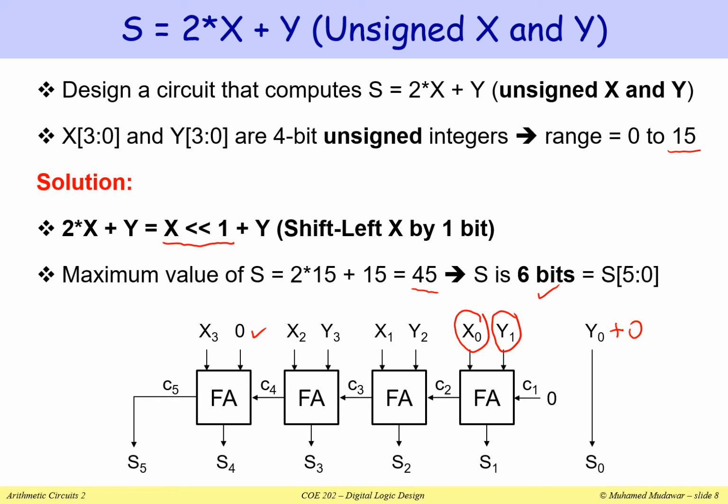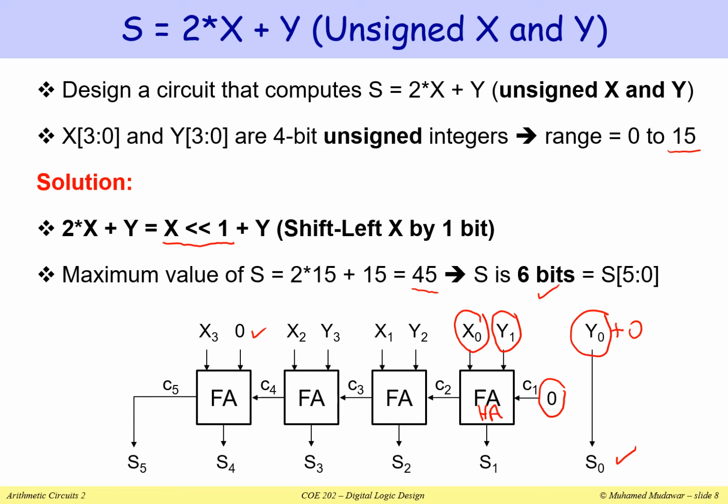Now we don't need a full adder to add y0 plus 0, so we can say that the least significant bit of s, which is s0, is nothing but y0. So this can be connected with a single wire, and there is no need for a full adder to add +0. So we can start adding x0 plus y1, x1 plus y2, and so on. Now notice that because here we have C1 equal to 0, I can replace this full adder with a half adder. In other words, we can simplify even this circuit.